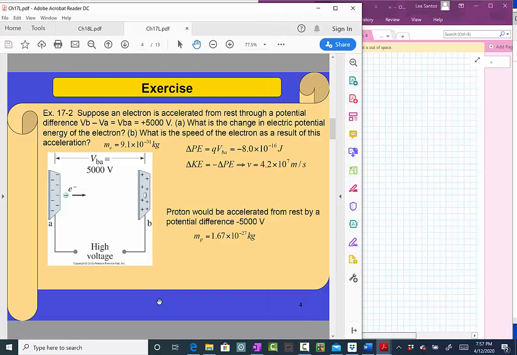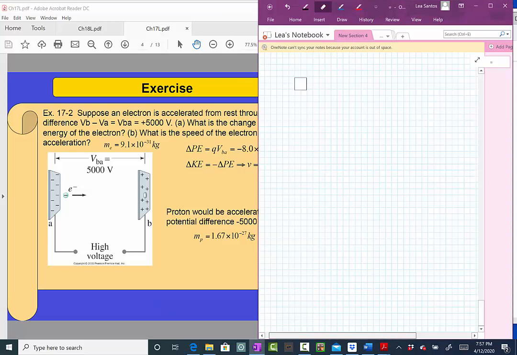Let's solve this exercise. Let's read. Suppose we have an electron, and this electron is accelerated from rest through a potential difference. So what we are imagining here is that we have two plates. Let me follow the same way that it's drawn in this problem. Now the negative plate is on the left, positive plate on the right.